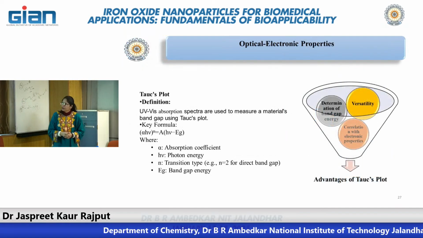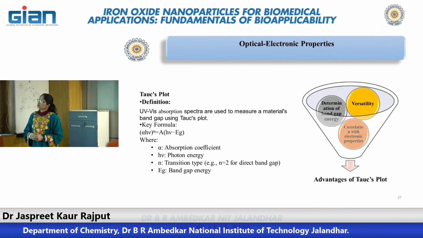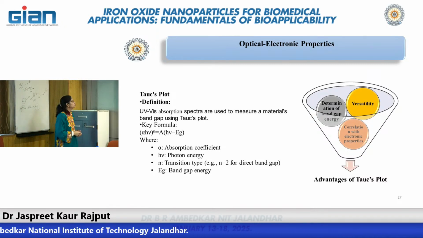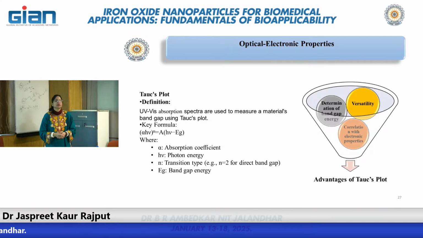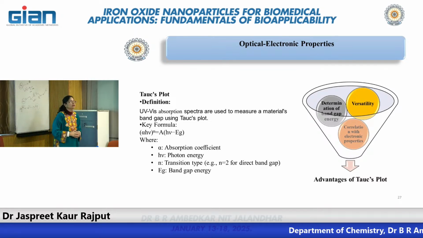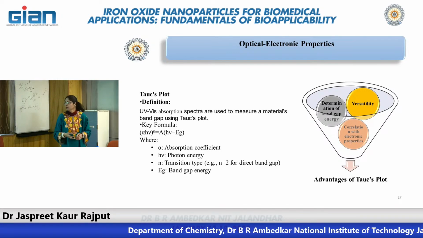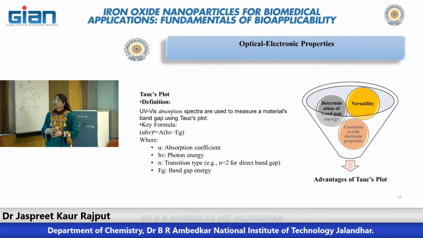So yes, you can find out the band gap through the Tauc equation. This Tauc plot can be derived from the UV spectra. From the UV spectra, there is the Lambert-Beer law, right? From the Lambert-Beer law, you can find the absorption coefficient, and using that absorption coefficient, you can find out the band gap very easily.